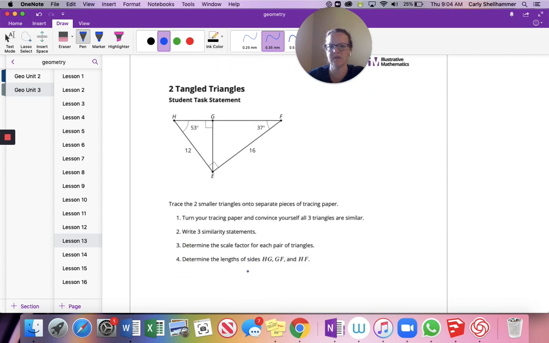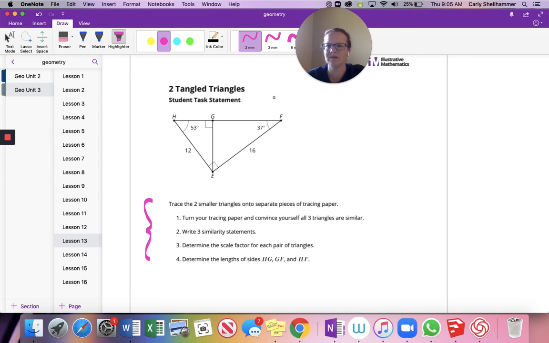Trace the two similar triangles onto separate pieces of tracing paper, which we can't do. But we just did, like most of the things we're going to do in this example, we did above. So we're going to talk through them one more time and make sure that we all understand them. Trace the two smaller triangles onto separate pieces of tracing paper. I'm going to line them all up.